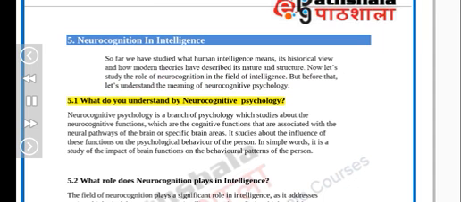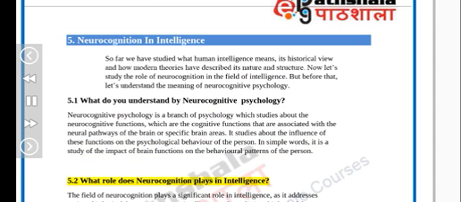5.1 What do you understand by neurocognitive psychology? Neurocognitive psychology is a branch of psychology which studies the neurocognitive functions, which are the cognitive functions that are associated with the neural pathways of the brain or specific brain areas. It studies the influence of these functions on the psychological behavior of the person. In simple words, it is a study of the impact of brain functions on the behavioral patterns of the person.